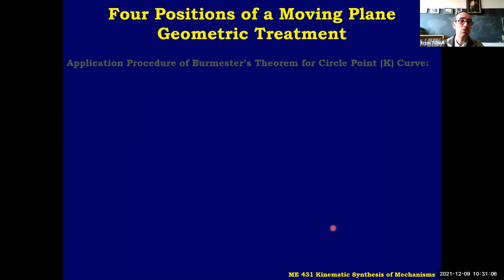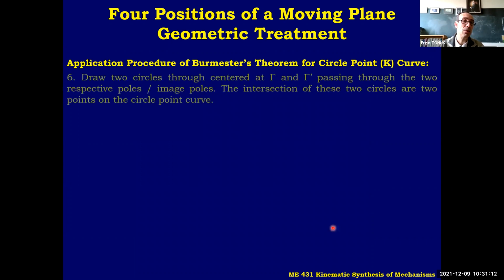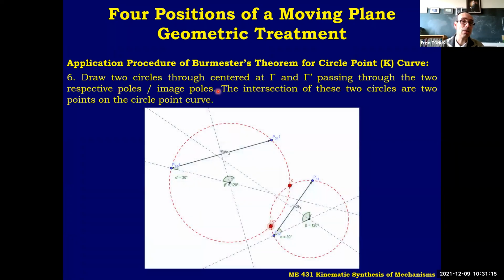Now I'm going to apply step 6, which says, draw 2 circles centered at gamma and gamma prime, and those circles should pass through the 2 respective image poles for our case, because we are looking for the circle points. And since this is the perpendicular bisector, any circle I draw centered on this perpendicular bisector is going to pass through these 2 points, okay?